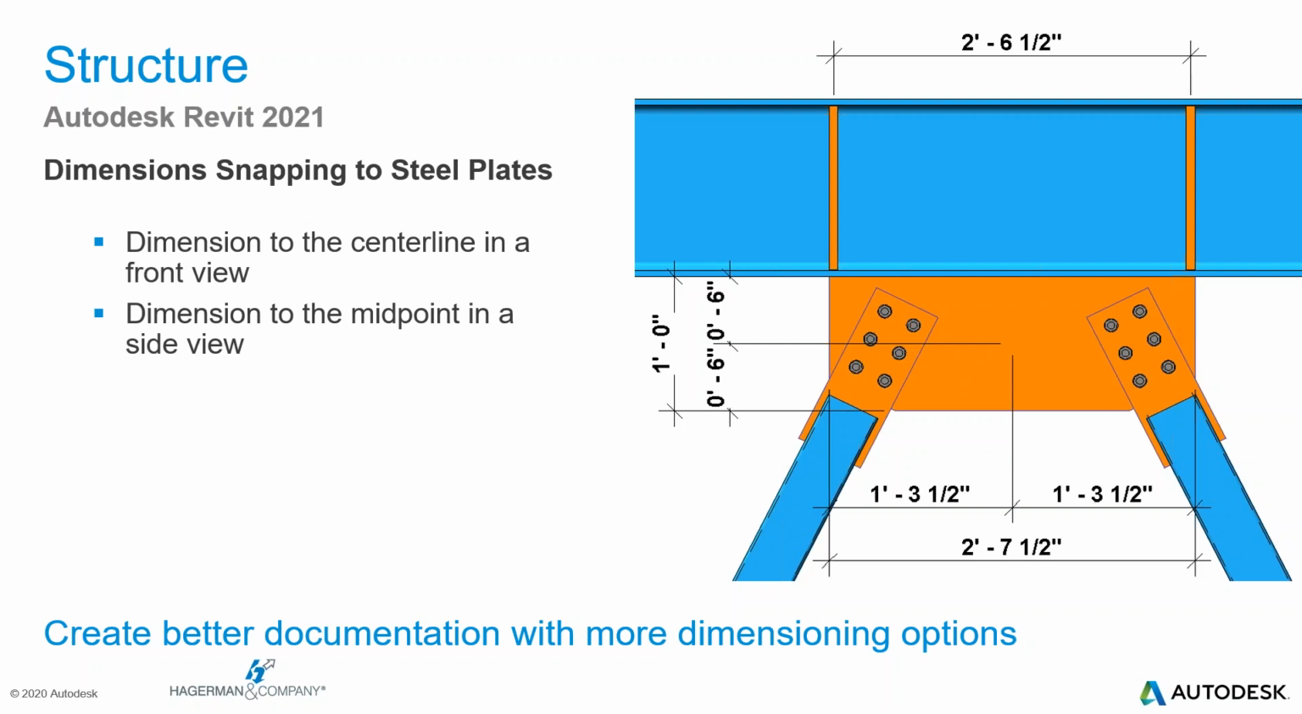For stiffeners and connection plates along a beam, improvements have been made that enable you to dimension them from center with a dimension to the center line of the beam web. Because these dimensions are parametric, if you move these stiffeners, the values of the dimensions between them will update automatically. This feature will help you efficiently create accurate, readable engineering documentation for structural steel.